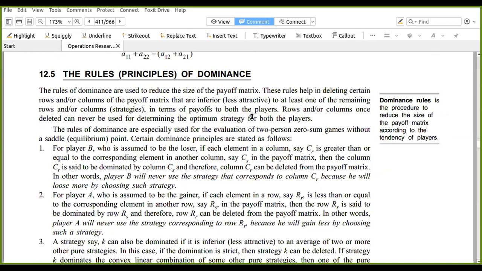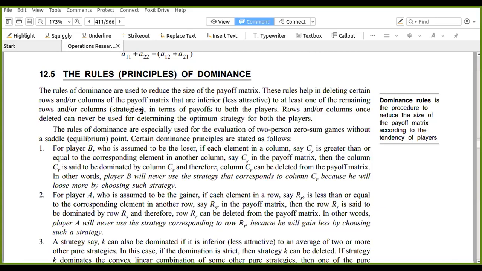So what we tend to do is use the rules or principle of dominance. As you can read here, the principle or rule of dominance is used to reduce the size of the payoff matrix. These rules help in deleting certain rows or columns of the payoff matrix that are inferior, or less attractive, compared to at least one of the remaining rows, columns or strategies.